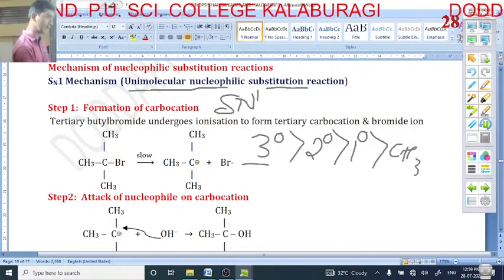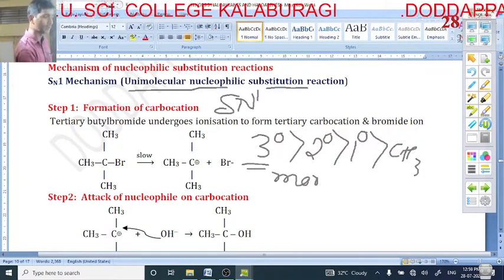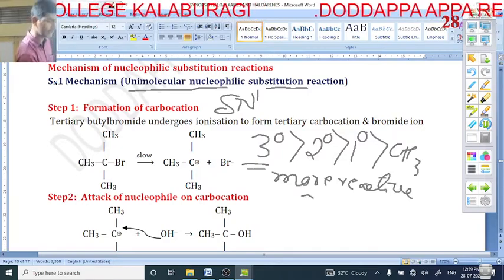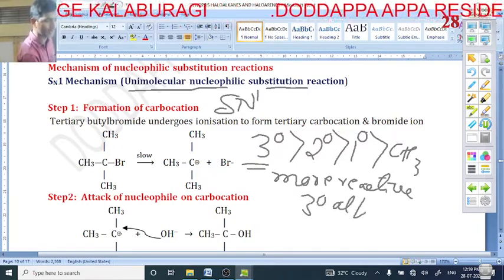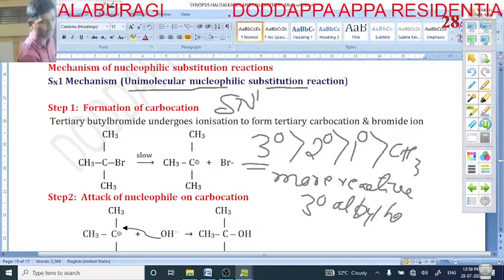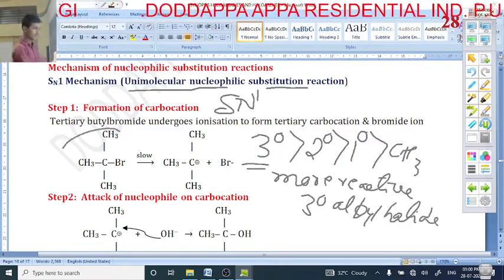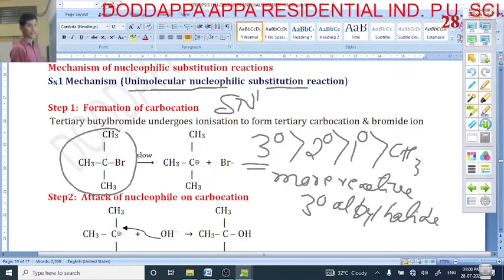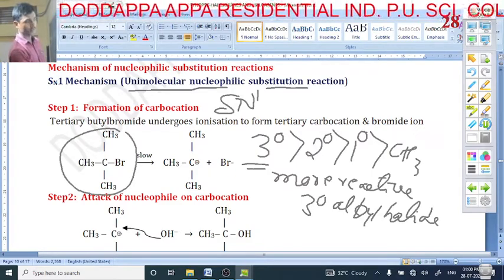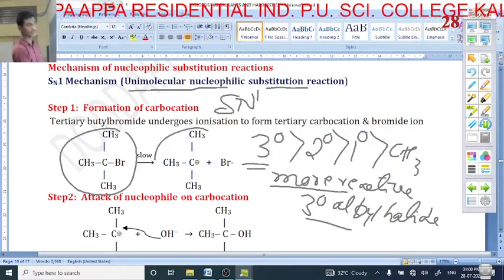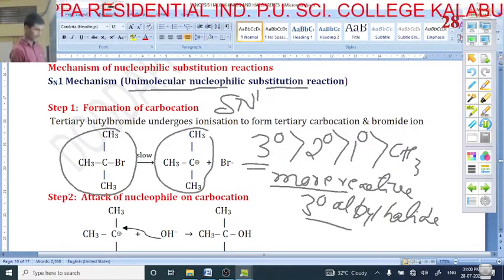Which is the more reactive? Tertiary alkyl halide is the more reactive. This tertiary alkyl halide slowly ionizes and gives the tertiary butyl carbocation.